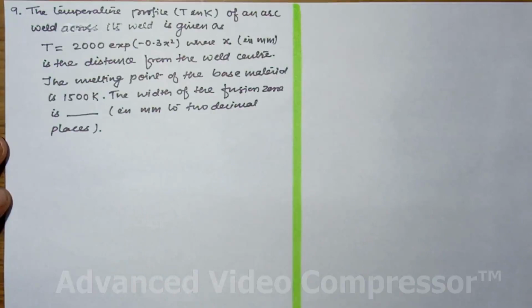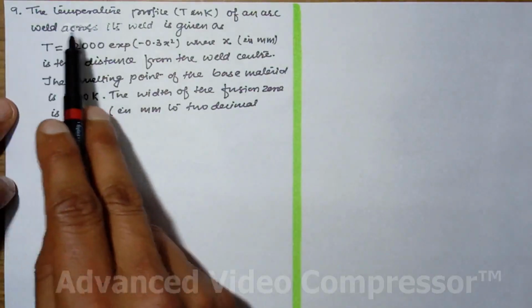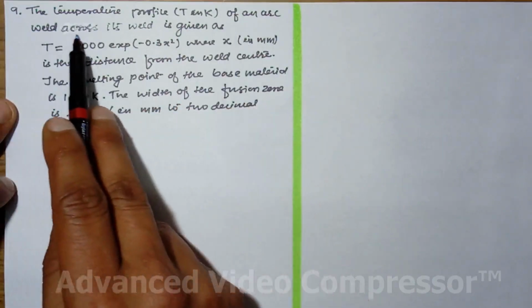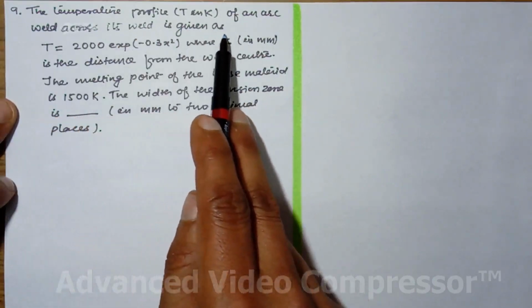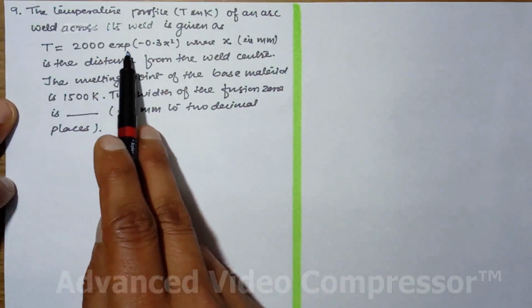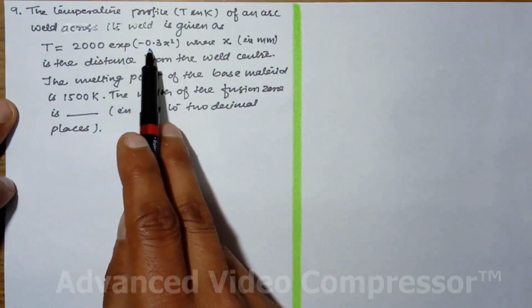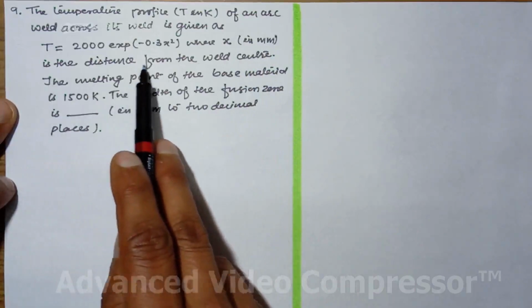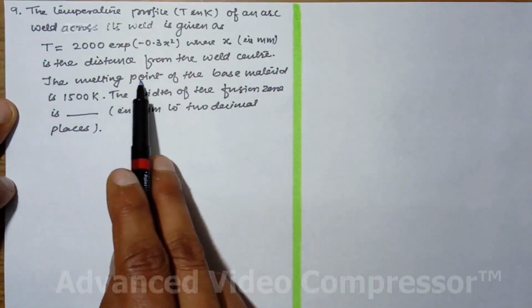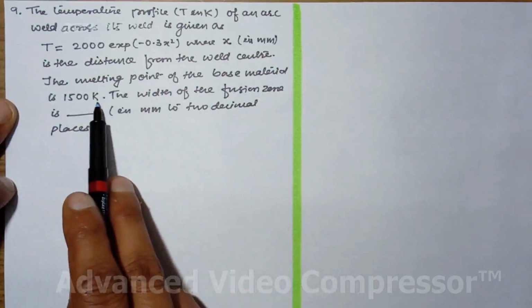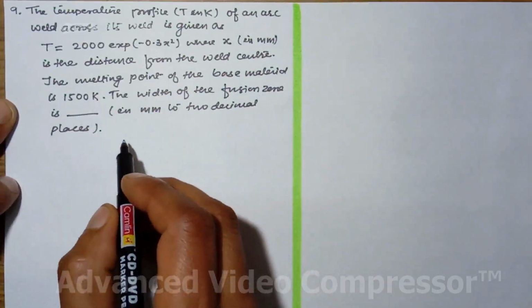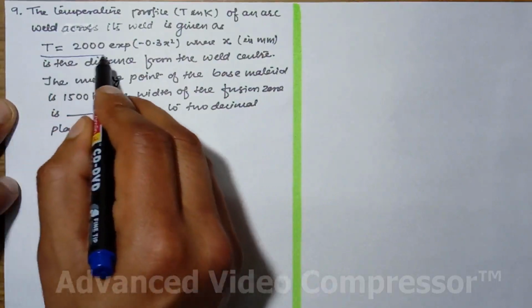This is the last question. The temperature profile, temperature in Kelvin of an arc weld across its weld is given as T equal to 2000 exponential minus 0.3 x square, where x is in mm, the distance from the weld center. The melting point of the base material is 1500 K. The width of the fusion zone is asked. Here the temperature distribution is given using this expression.